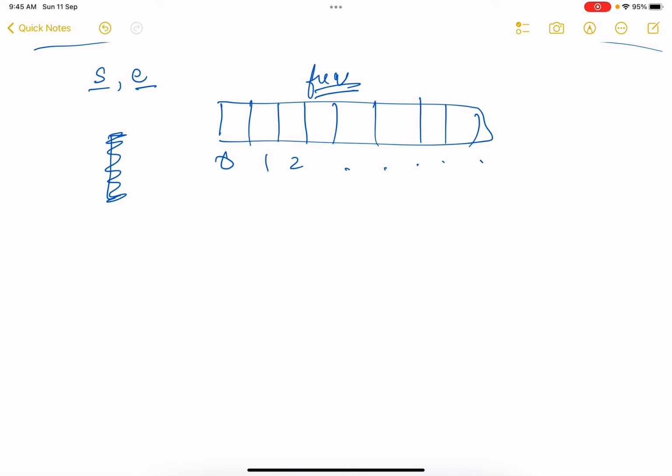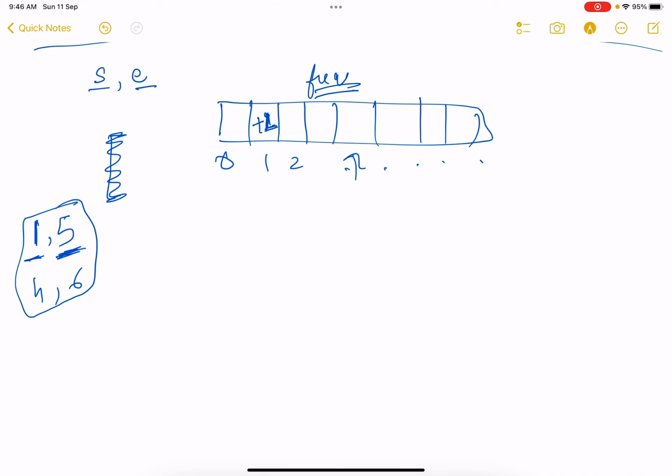Suppose there are two meetings, one happening from 1 to 5, and the second from 4 to 6. Suppose I want to find the maximum number of meetings happening at a particular point of time, or the number of meetings happening at a particular instant. From 1 to 5 one meeting is happening, so I'll go to index number 1 and increment the count by +1 in this frequency array.